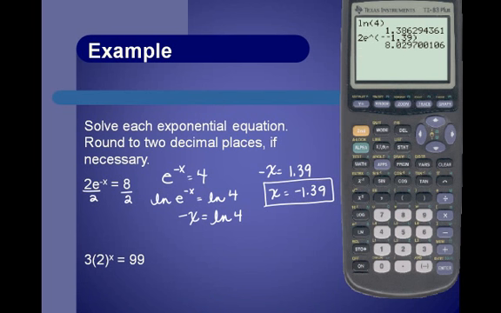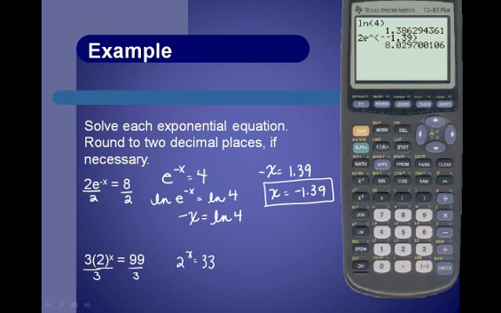For the second example, again we've got an exponent, which is the variable. So first thing we want to do is get the variable term by itself. So we're going to divide both sides by 3. So we get 2 to the x power is equal to 33. Well, 2 to what power is 33?